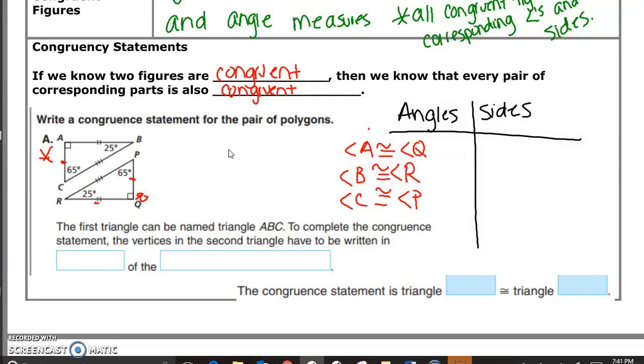And I guess I should have told you this, but to write congruent in math, you write an equal sign with a little squiggly line over it. That means congruent.